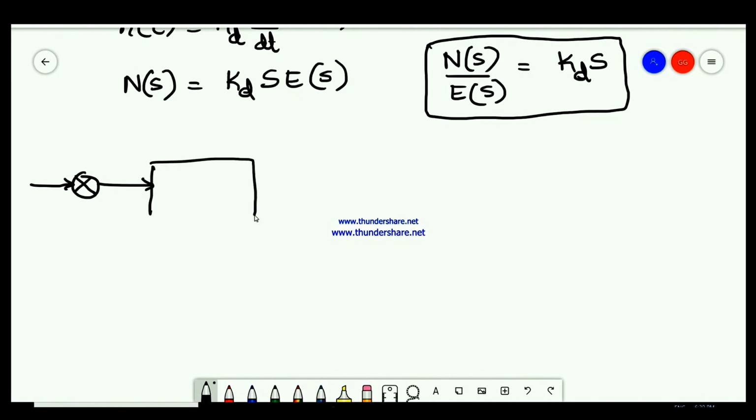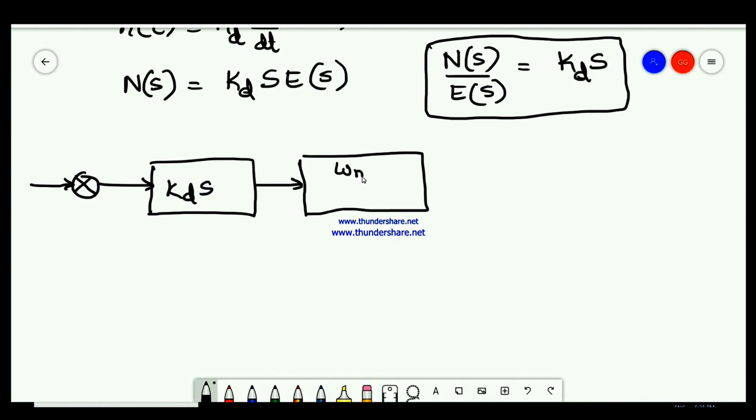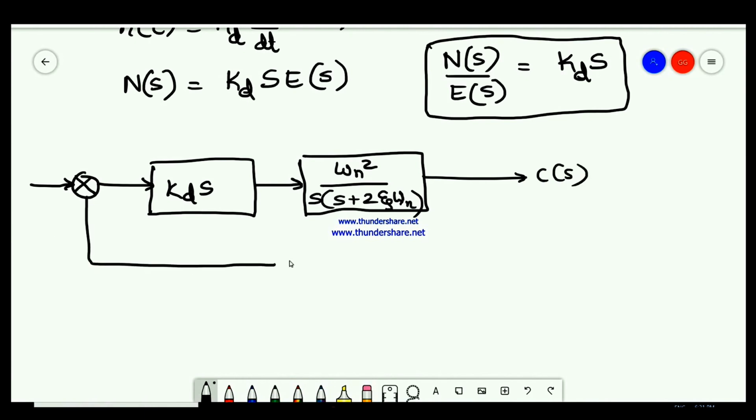So it will have a gain k d s which is given to the second order system forward path gain, which is omega n square divided by s into s plus 2 zeta omega n. The output is taken, which is c of s. Negative feedback is given to the output. From the output, the negative feedback has been taken. So r of s is the input, plus and minus.